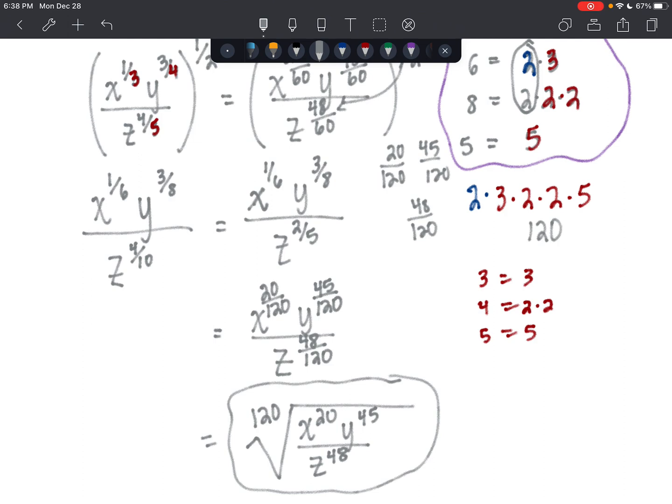And that's our final answer, the 1/20th root of x to the 20th, y to the 45th over z to the 48th. That's how we rewrite it and combine the radicals. And this is just a whole bunch of good fractions and common denominators and arithmetic.